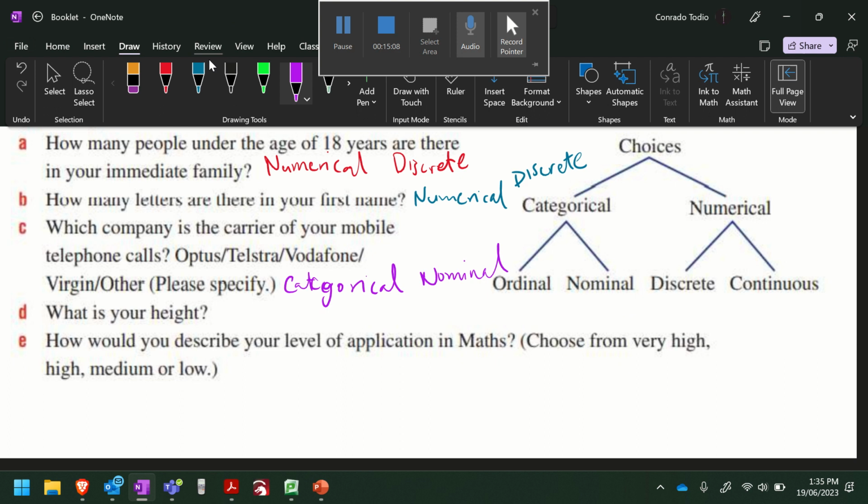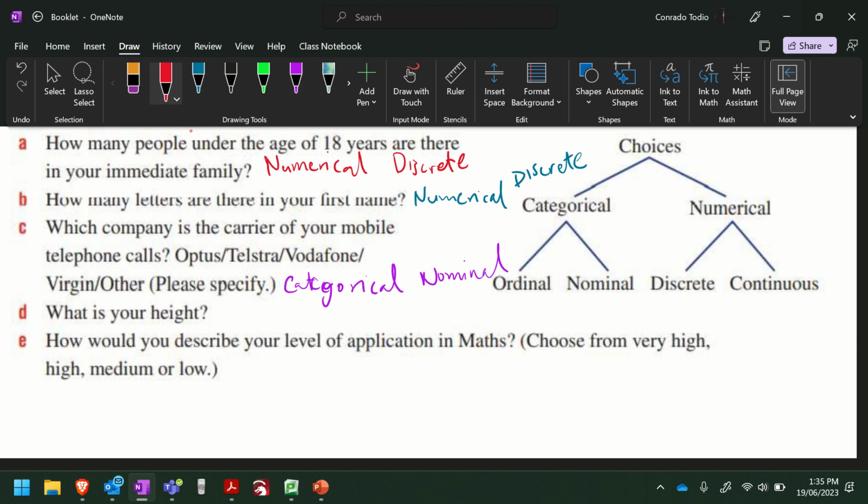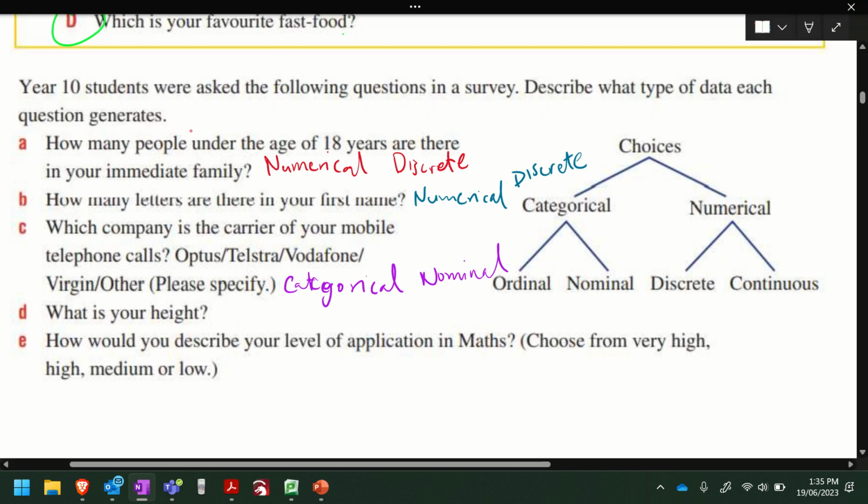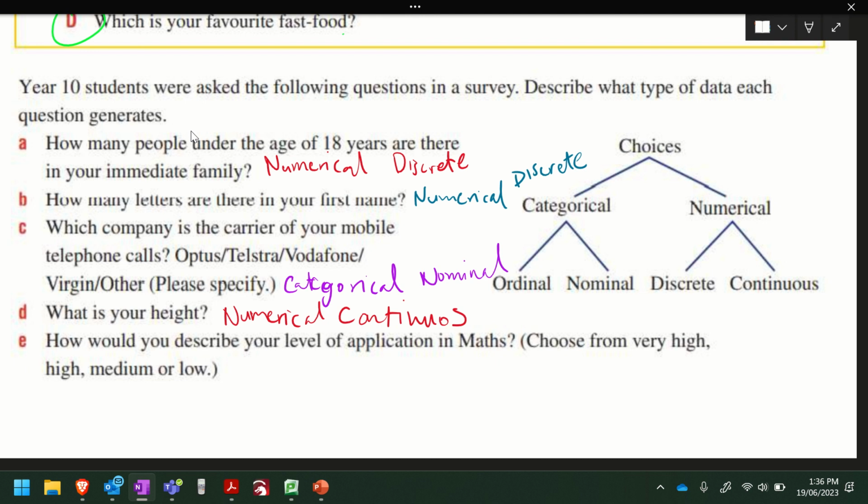Question D. Let's go with Van. Tell me your height. Will that give me numerical or categorical data? Good. Okay, and if it's numerical, Lizzie, what kind of data would it be if it's numerical? Your height. Are you measuring or are you counting? You're measuring, so that would be continuous because you're measuring it.